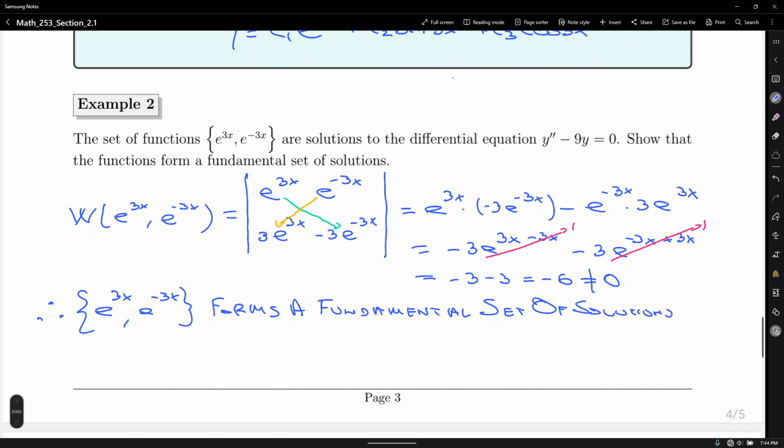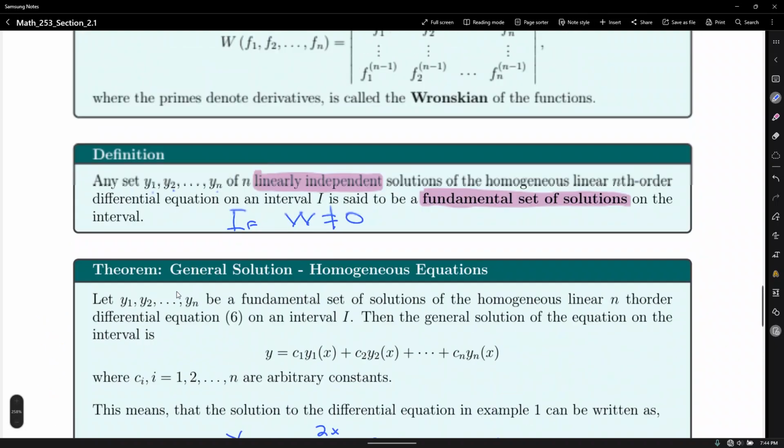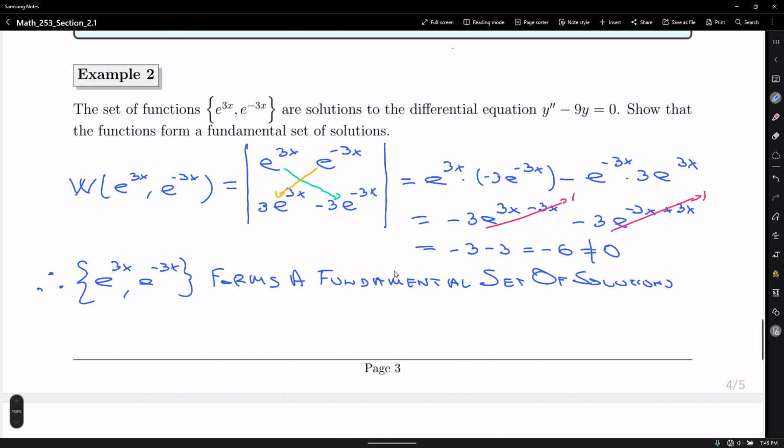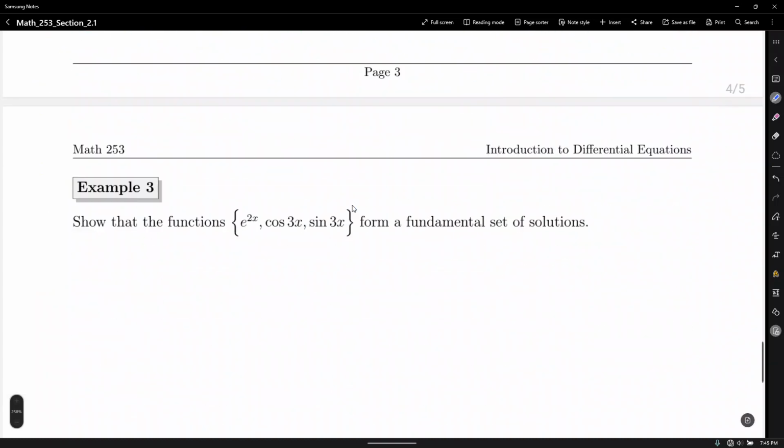Because the Wronskian, the determinant that calculates the Wronskian, is not equal to 0, which means the set of functions right here is linearly independent, and a set that is linearly independent is said to form a fundamental set of solutions. Yes, this is the same idea as with vectors in linear algebra. Well, it's the same idea with functions here. All right, well, let's have a look at one more example.